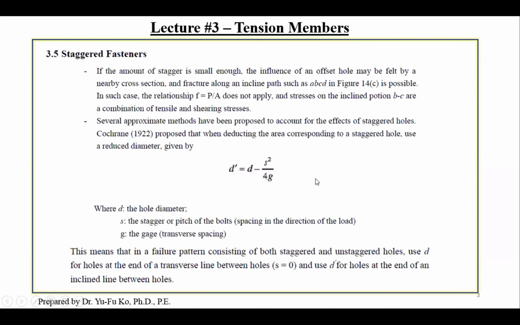Any other questions for this approach? So reducing the hole diameter would make it technically a better connection, and that's just to account for the angle that you were talking about earlier. Yes, the d prime is to account for the stagger hole effect, which makes it stronger.